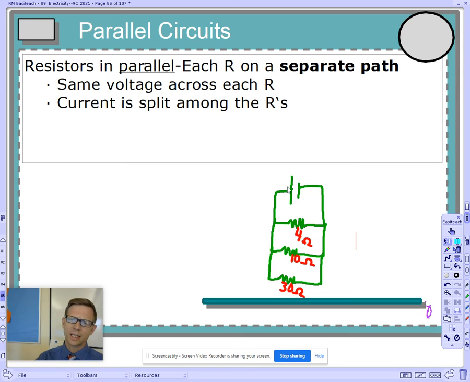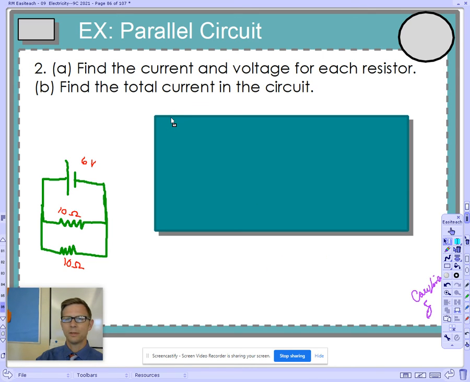But if there was like 30 amps of current leaving the battery here, when that current comes to these, it splits up. That current is going to get divided up between these paths. I know that's different from series. Let's look at an example of this.